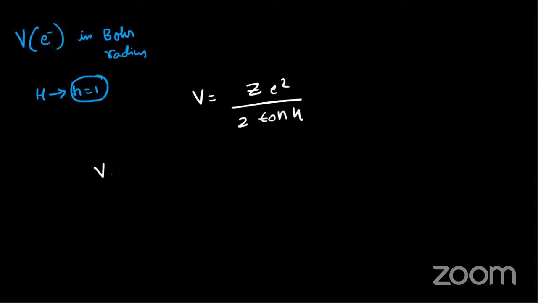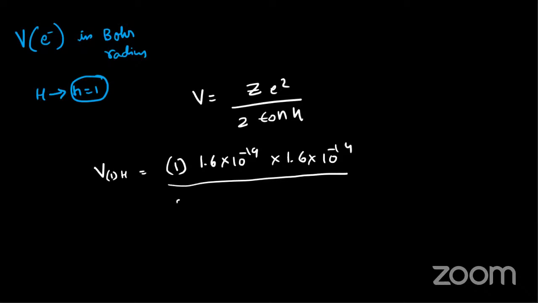Velocity in the first orbit of hydrogen will be equal to: Z is 1 for hydrogen, charge is 1.6 into 10 raised to minus 19, squared, so 1.6 into 10 raised to minus 19 divided by 2 divided by epsilon naught, 8.85 into 10 raised to minus 12, into n. N is the first orbit, so I'll put n equal to 1. What is h? h is 6.64 into 10 raised to minus 34. If I solve this, I'll get the velocity expression.